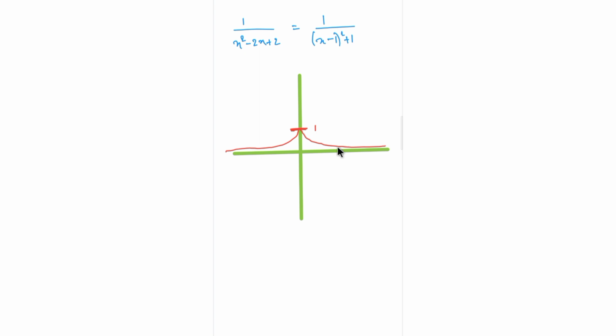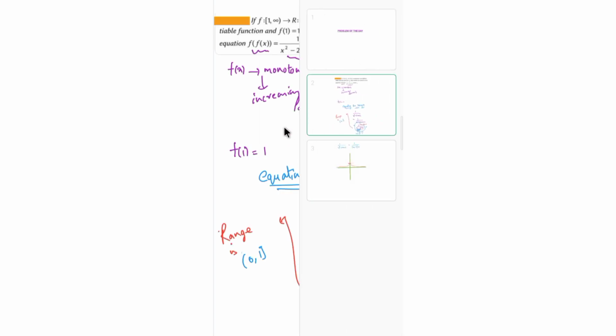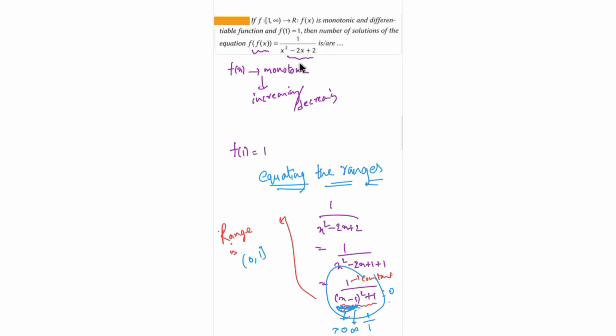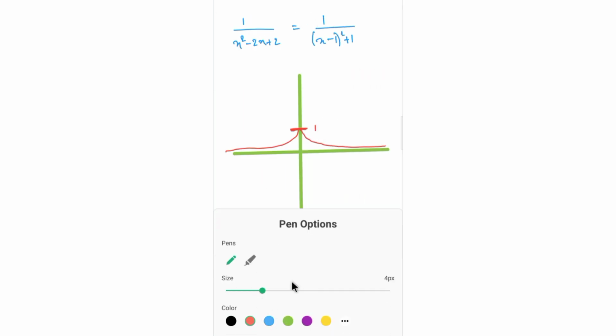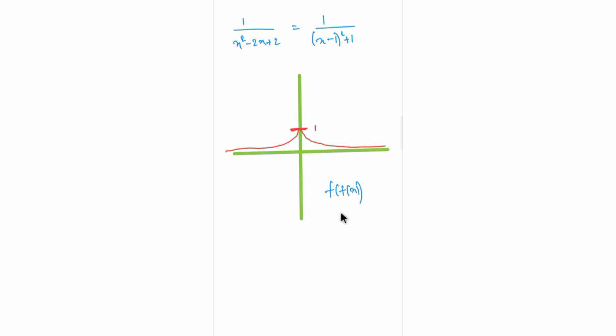Now you need to find the solutions, isn't it? You need to find the solution of f of x. So what is f of x? The thing which is given to us is f of x, isn't it? They have given one point, that f of 1 is equal to 1. So now I need to get an idea of how this f of x looks, isn't it? I know that f of x is monotonic, but I have no idea whether it is an increasing or decreasing function. I have no idea of f dash of x.